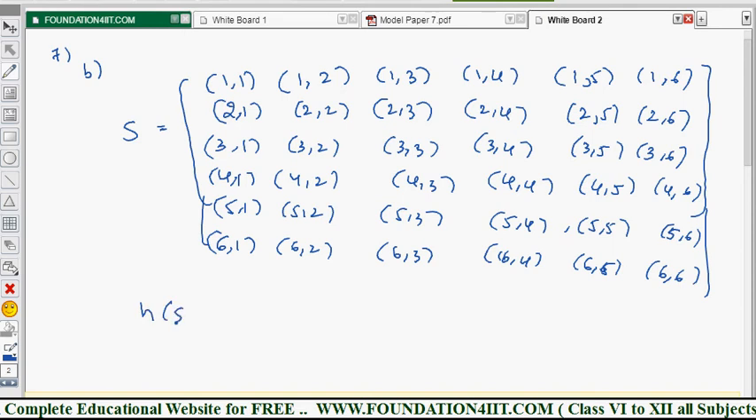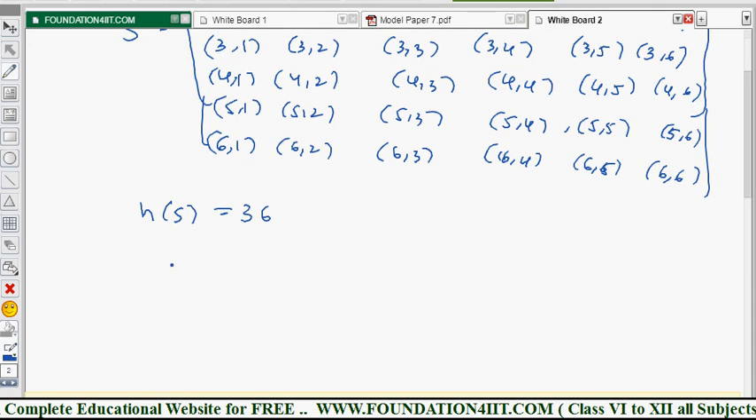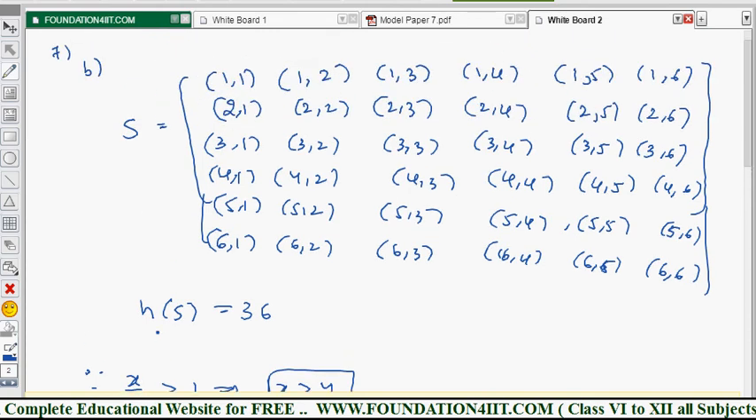Then n of S is equal to 36, right? But from the given condition, x by y is greater than 1. x by y greater than 1 means x is greater than y. So the first number should be greater than the second number. That means we need the favorable cases where x is greater than y, if you observe.